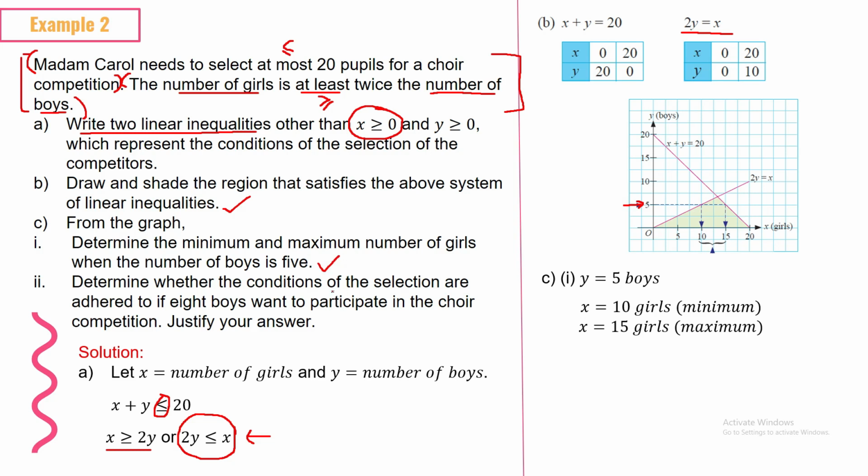Determine whether the conditions of the selection are adhered to if 8 boys want to participate in the choir competition. 8 boys. From this graph we check. On the y-axis, where is y equal to 8? It is around here. Y equal to 8 is around here, and then we draw a line until it touches this straight line, and then we draw again.